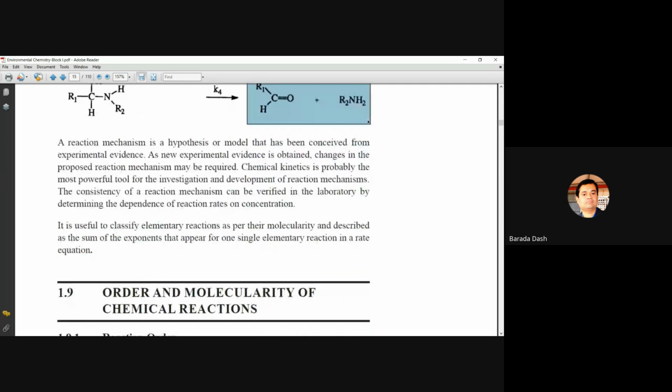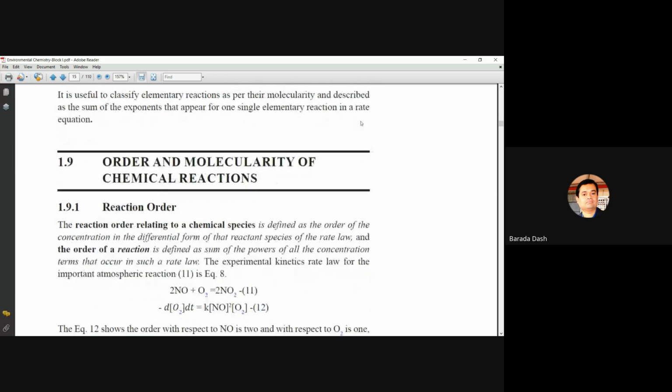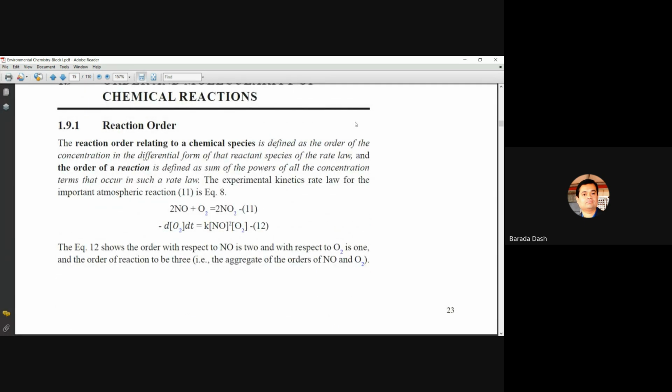Next, order and molecularity of a chemical reaction. Reaction order: we already discussed the power to which the concentration is raised, so if it is k into A square or A cube, that is called the reaction order. What is the definition? The reaction order relating to a chemical species is defined as the order of its concentration in the differential form of the rate law, and the order of a reaction is defined as the sum of the powers of all the concentration terms that occur in such a rate law.